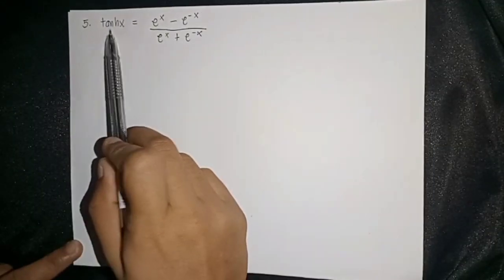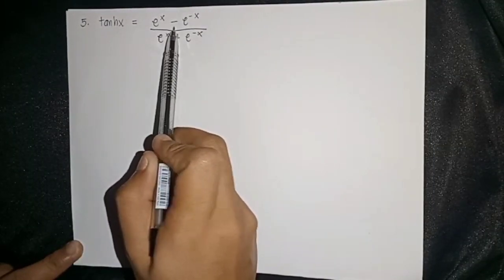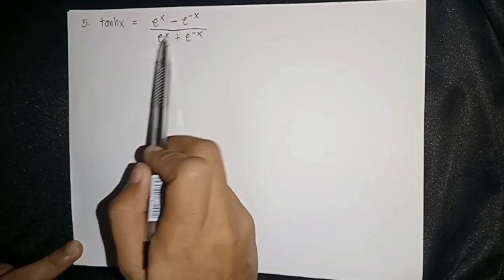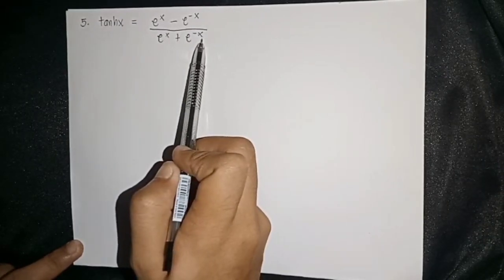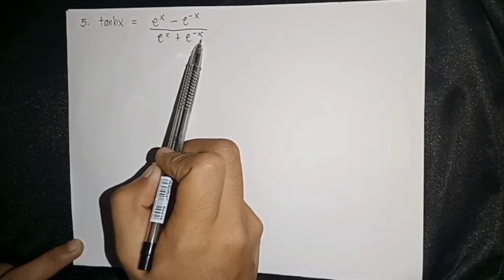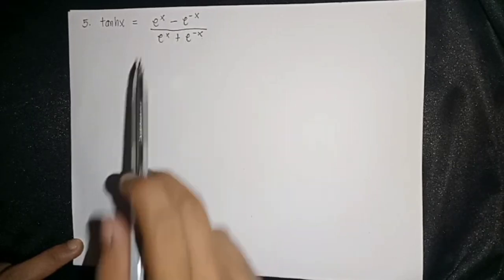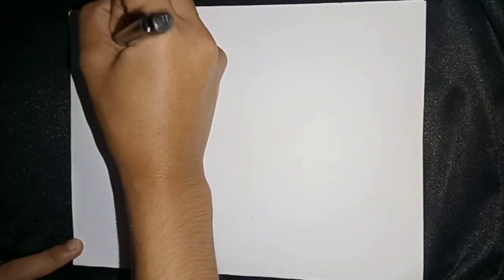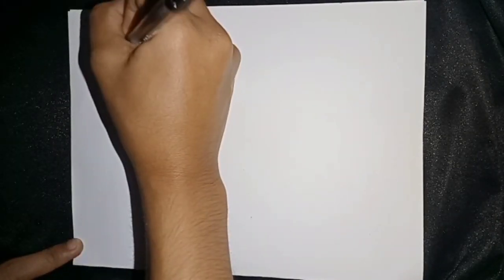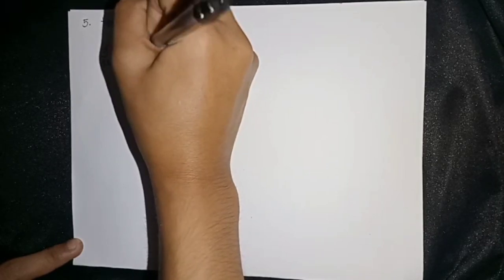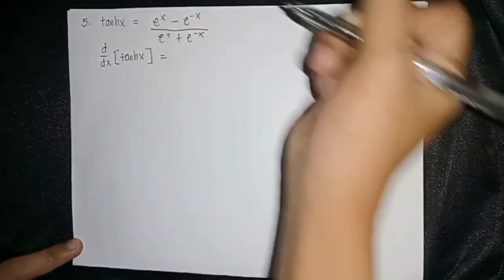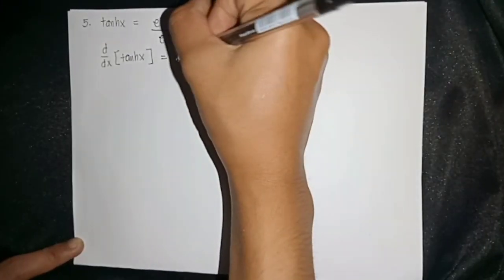The last but not the least, the hyperbolic tangent x is equal to e raised to x minus e raised to negative x all over e raised to x plus e raised to negative x. Now, we are going to rewrite the equation.